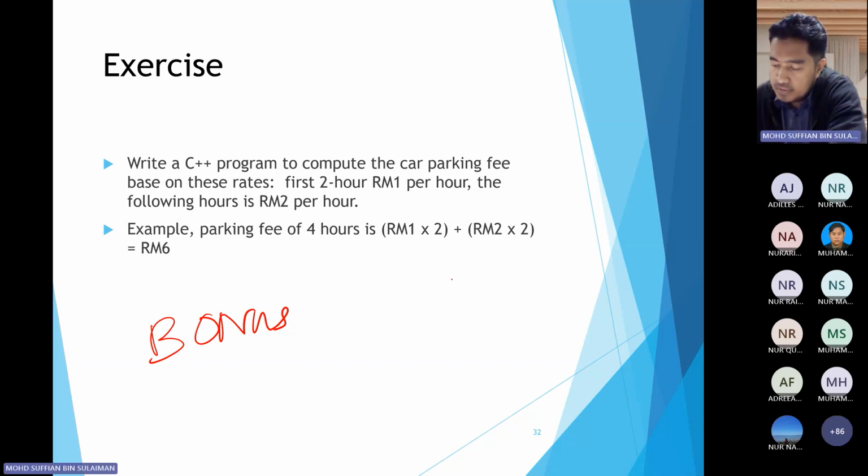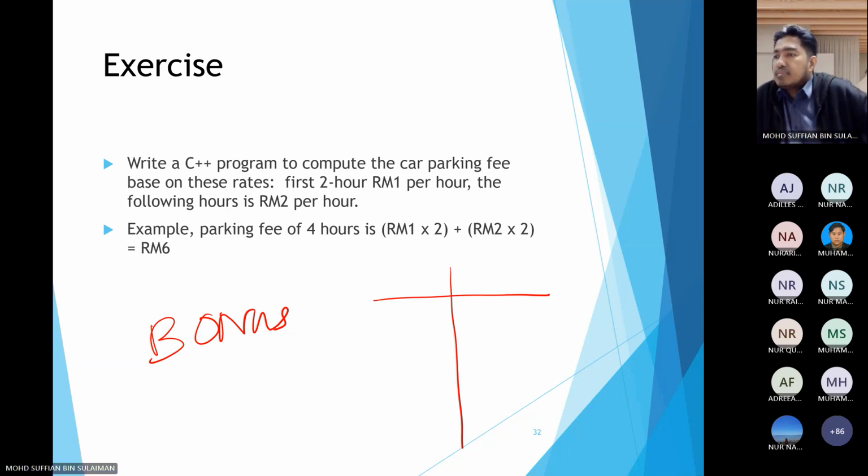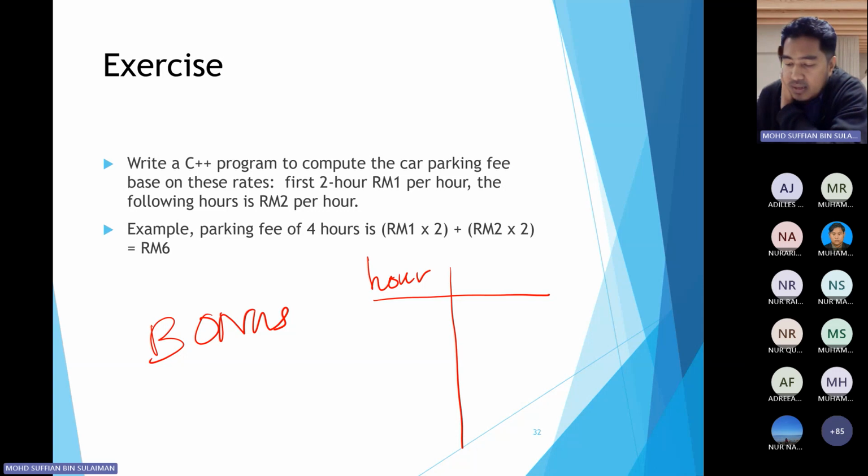Okay, so what will be the input? What will be the input, guys? Maksudnya, dia punya variable ke apa sih? Hour. Very good. So the input is hour. And then what is the output? Parking fee. Very good.